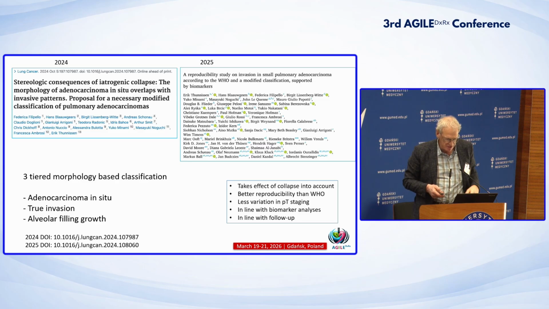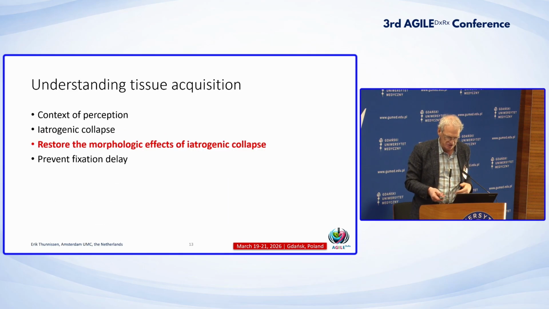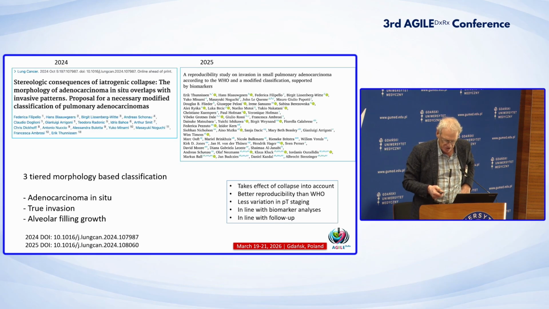This is published, and the modified classification takes into account the effect of the collapse. It has a much better reproducibility by 40+ pathologists than the WHO classification, and it has less variation in PT staging. It's in line with biomarker analysis, including follow-up.